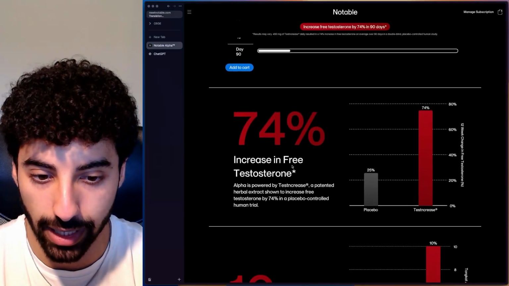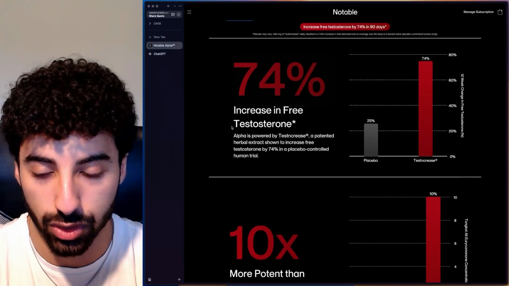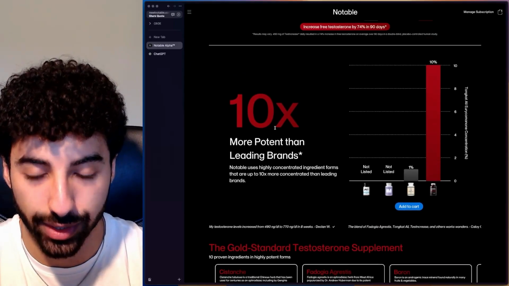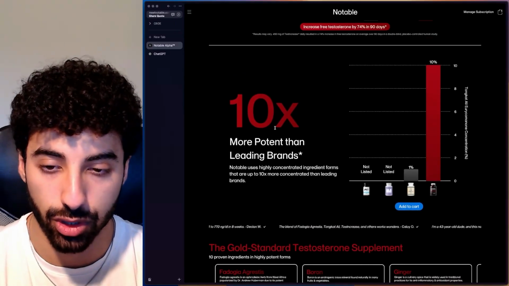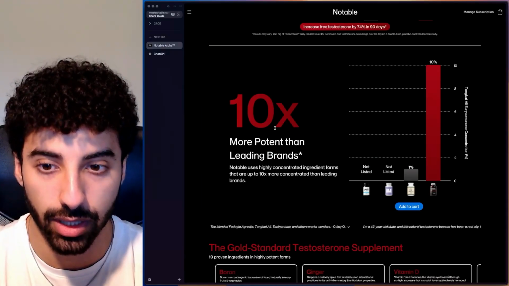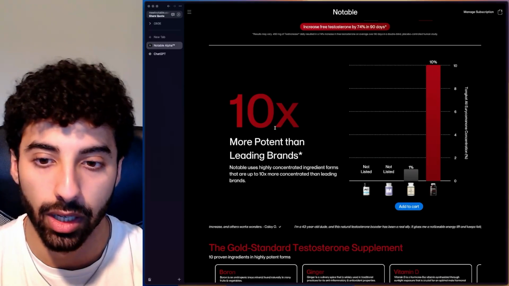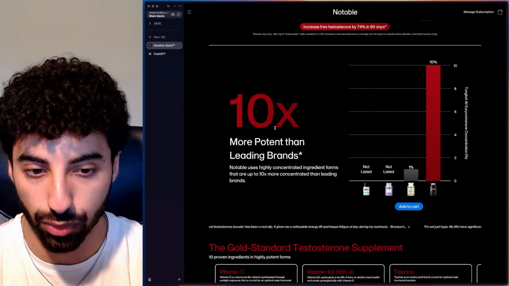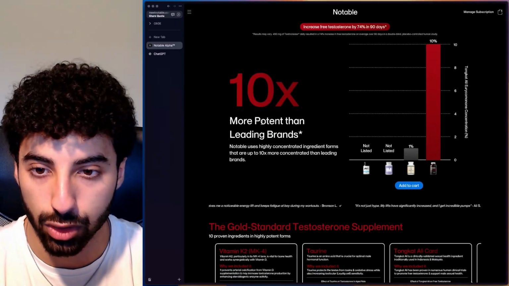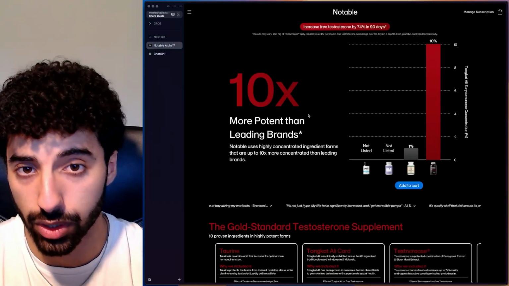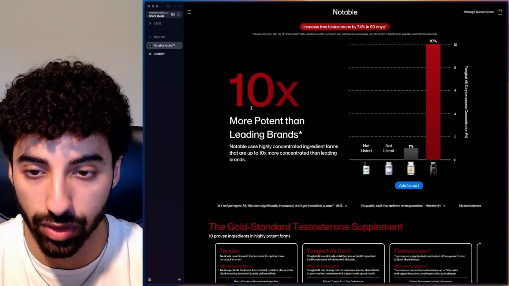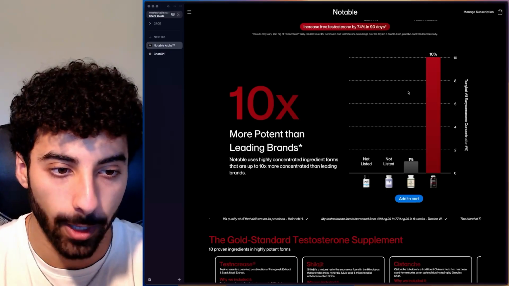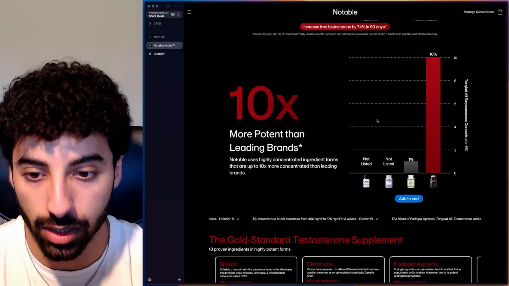They have here the claim again for the 74% increase, so this is also something we're going to use on our sales page. Then here they go directly for a comparison, and on sales pages, comparison and differentiation, as I've mentioned, is perfect. You want to get people to actually buy your offer because they're going to have multiple different options in mind, so we want them to go for our offer instead of competitors and other players in the market. So our differentiation angle here is that the solution Notable is offering is 10x more potent than leading brands, and here they claim the concentration of Tongkat Ali in their supplements.